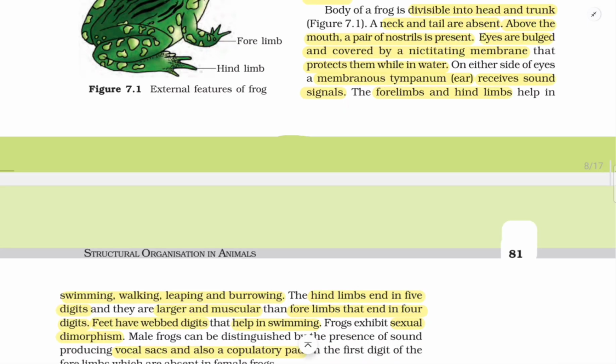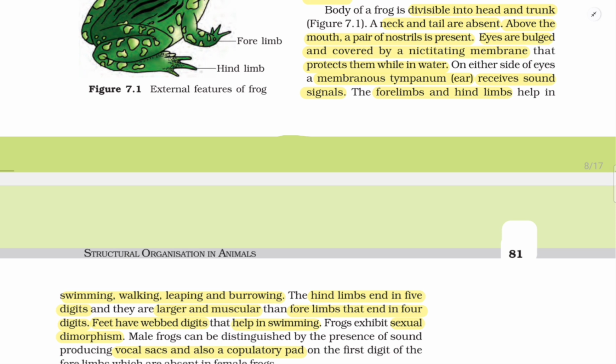Body of a frog is divisible into head and trunk, figure 7.1. A neck and tail are absent. Above the mouth, a pair of nostrils is present. Eyes are bulged and covered by a nictitating membrane that protects them while in water. On either side of eyes, a membranous tympanum, that is ear, receives sound signals.